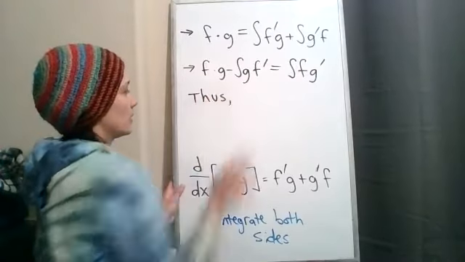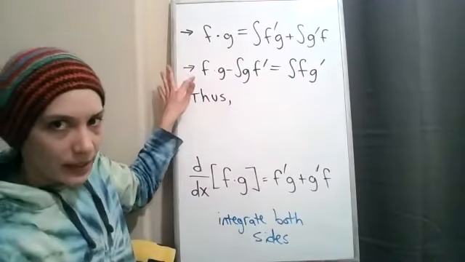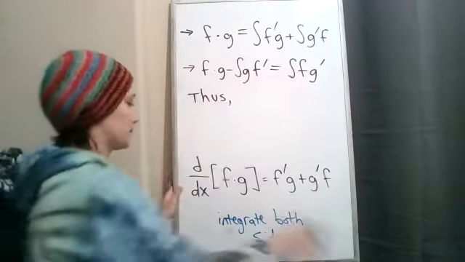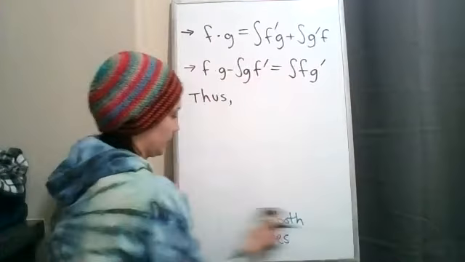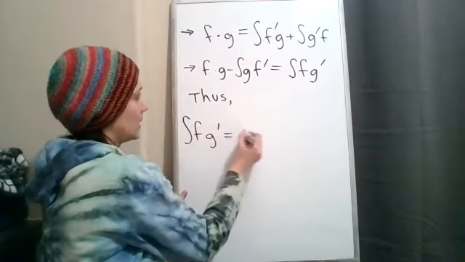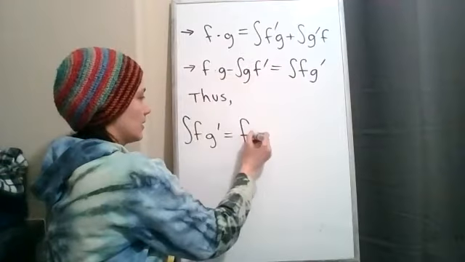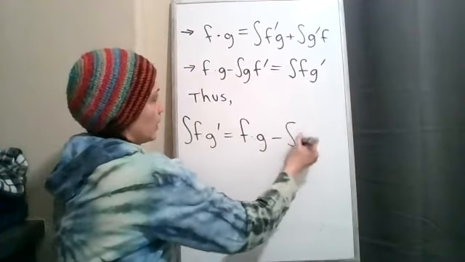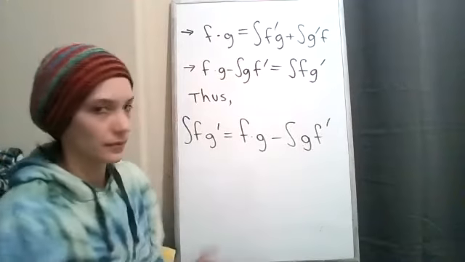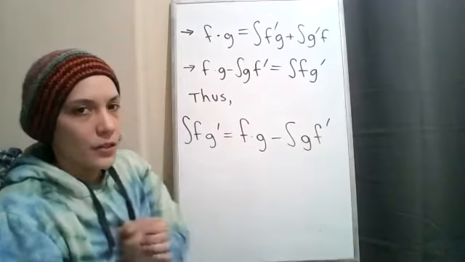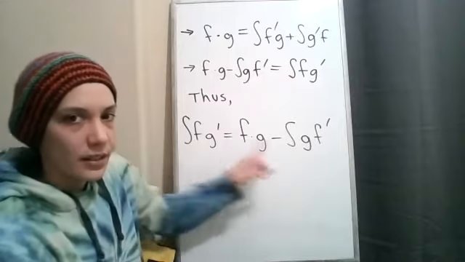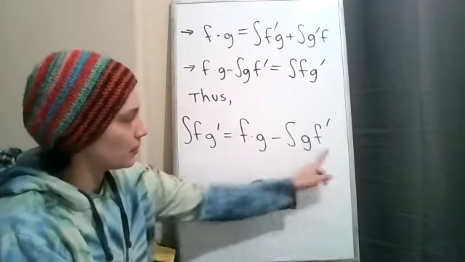Thus, we're just rewriting this statement here, but starting on this side, the integral of f times g prime is equal to fg minus the integral of g f prime. So we'll take integrals that look like this and do some scratch work to get this kind of setup.